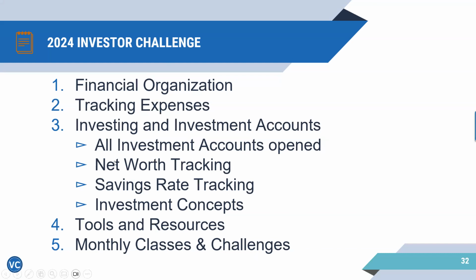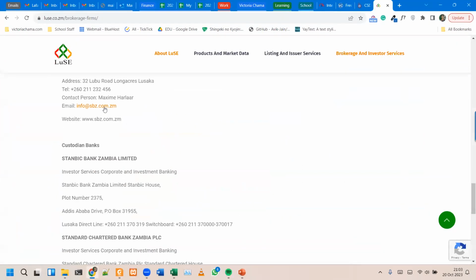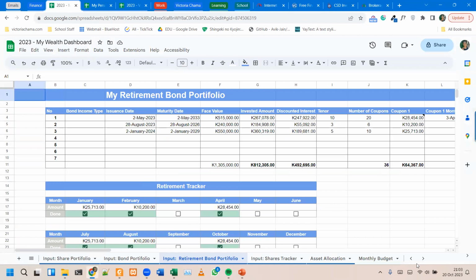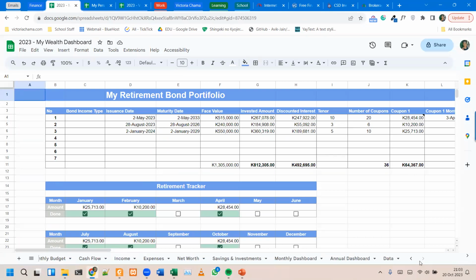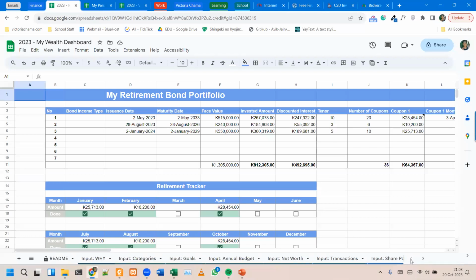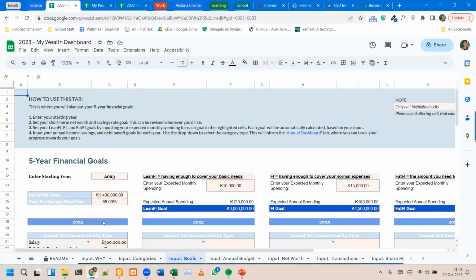Now, for the savings rate, this is what I want to share. Your savings rate is basically a percentage of how much money you save and invest every time, and it's directly connected to how quickly you gain financial independence.